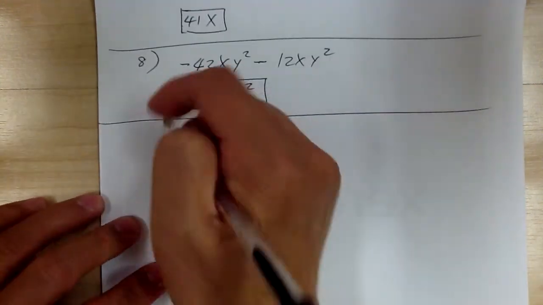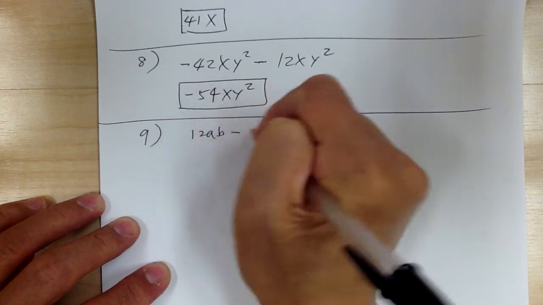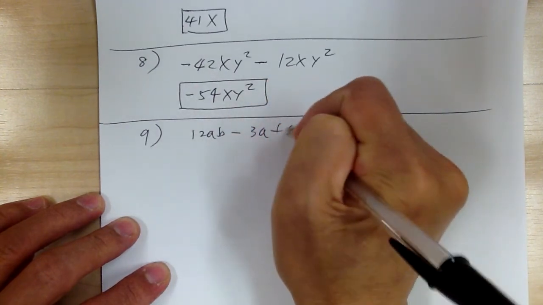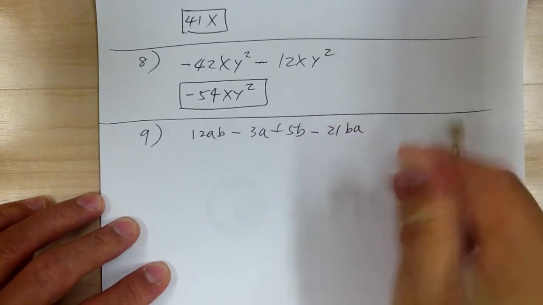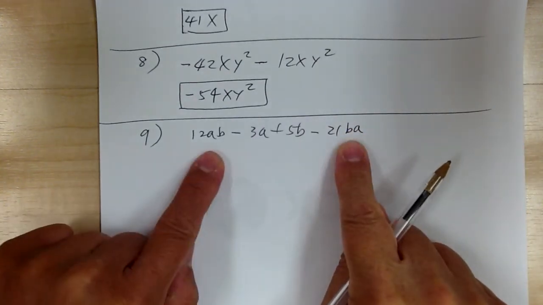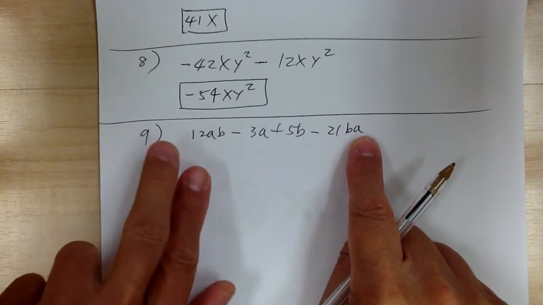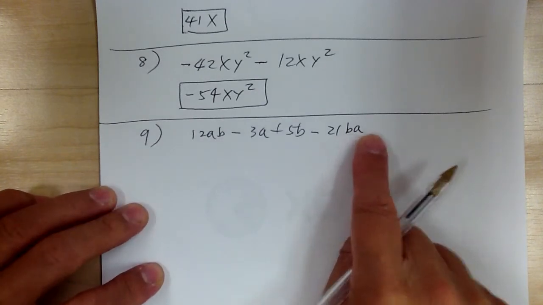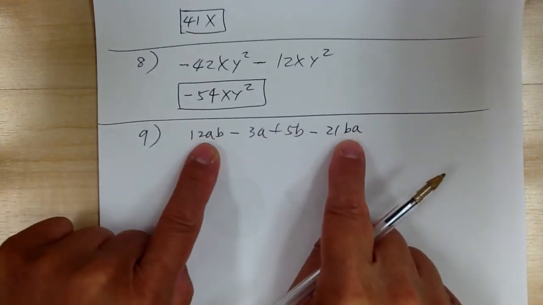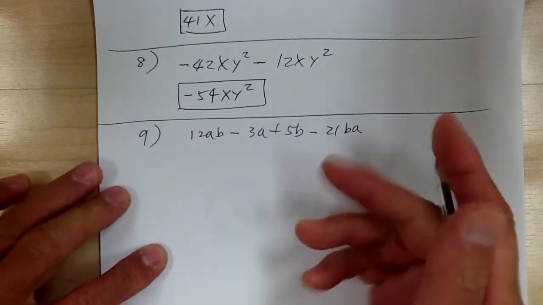Okay, let's go to number 9. You have 12ab minus 3a plus 5b minus 21ba. Now ab and ba are the same, okay? Because these are multiplication, and multiplication is commutative, right? You can switch them. So ab and ba are the same. So these two are the like terms. They have the same variables, right? Again, ab and ba are the same. You can switch the order.